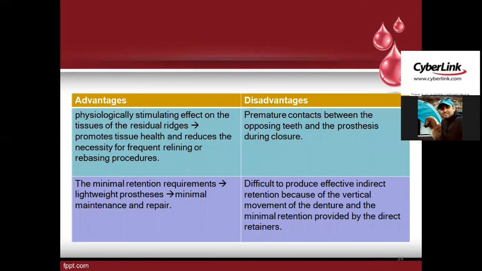Advantages are good adaptation of the denture base, physiologically stimulating effect on the tissues of the residual ridge, promoting tissue health, and reducing the necessity of frequent relining or rebasing procedures. Minimal retention requirements, lightweight prosthesis, minimal maintenance and repair. The disadvantages are premature contacts between the opposing teeth and the prosthesis during closure, difficulty in producing effective indirect retention because of vertical movement of the denture, and the minimal retention provided by the direct retainers.